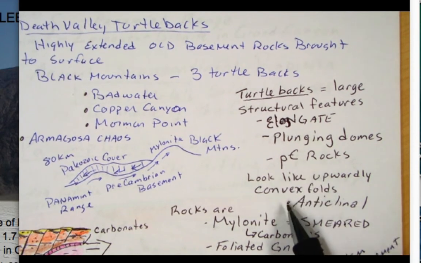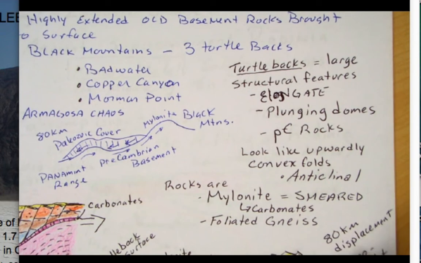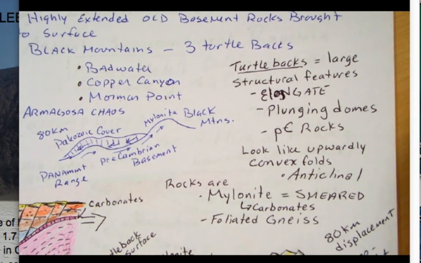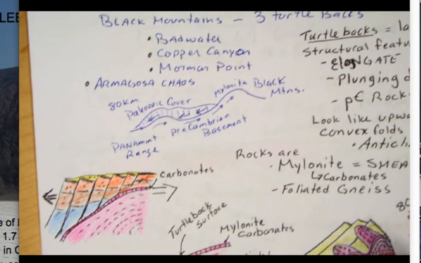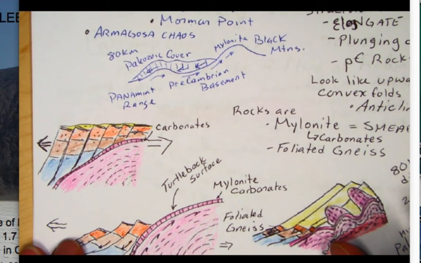And they look like upwardly convex folds, so these anticlinal structures, right? And again, the rocks are smeared, and usually the surface is a carbonate rock, like a limestone, some sort of limestone. It's easy to deform, right? It's a weaker rock. And then beneath the limestone will be these foliated metamorphic gneisses.